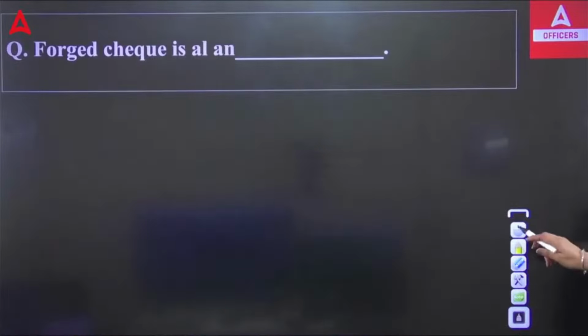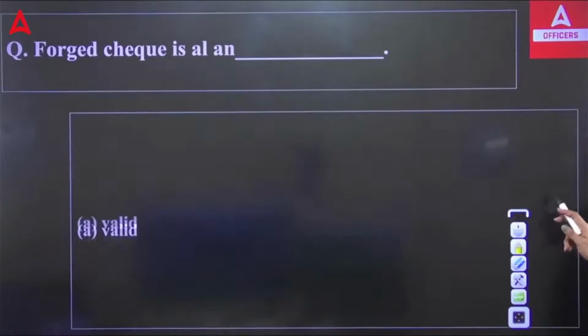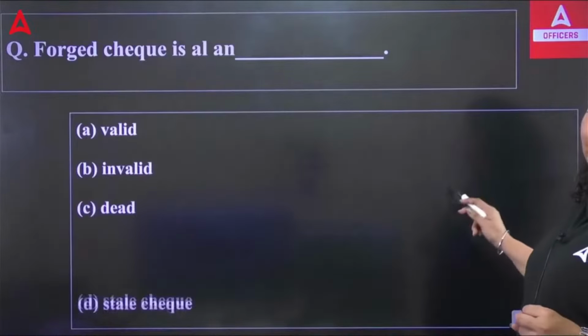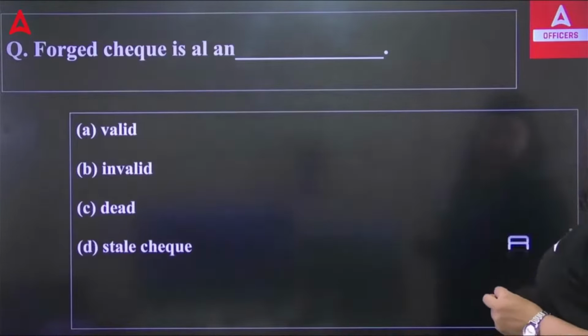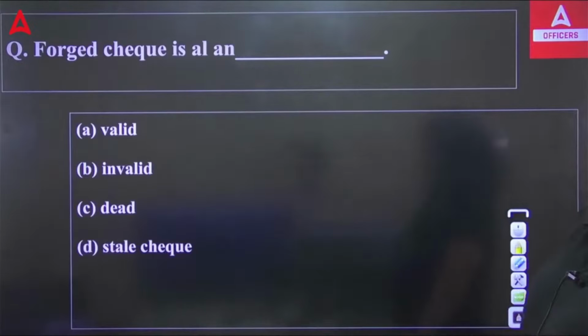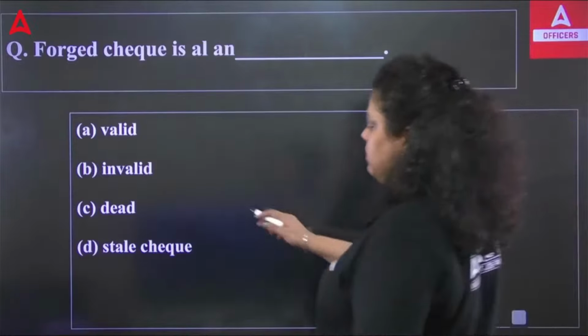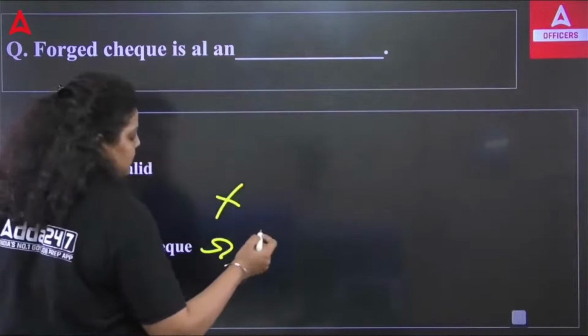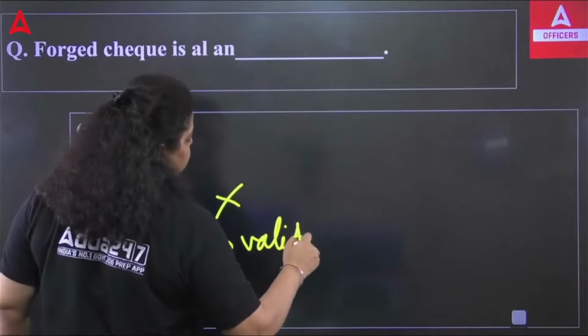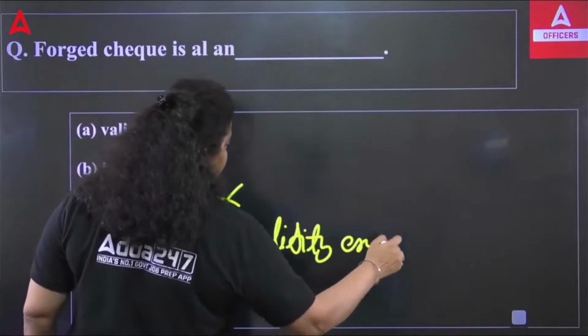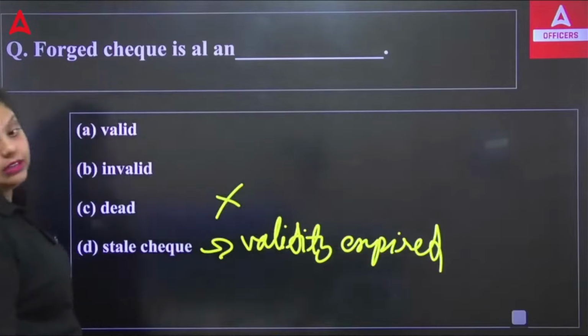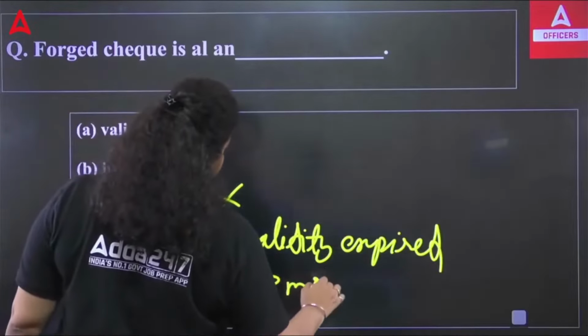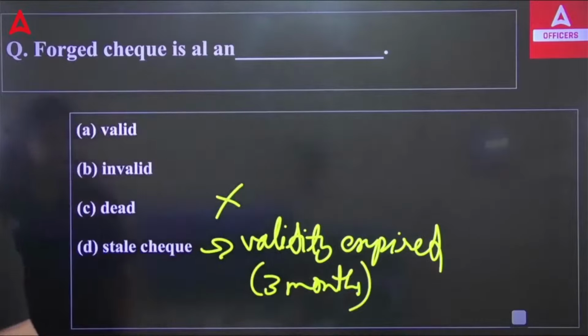Next, forged check is always an valid, invalid, dead or stale check. So, the question is asking, forged check is always a valid, and it can't be a dead check. It can be a stale check. A stale check means when the validity of a check is expired. When the validity of a check is expired, that check is known as a stale check. And the validity of a check is 3 months. If this validity expired, then the check will be a stale check.